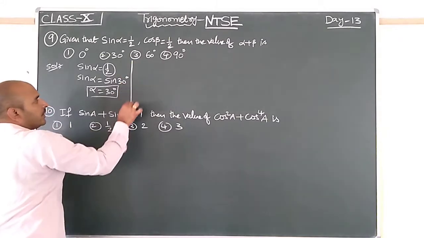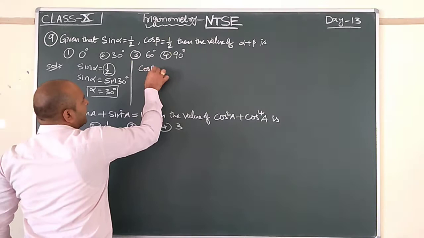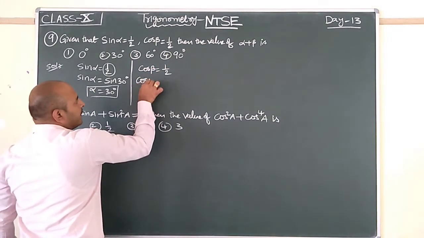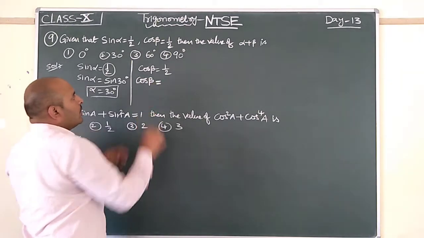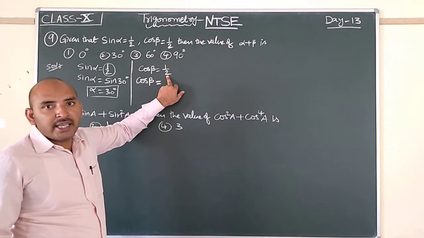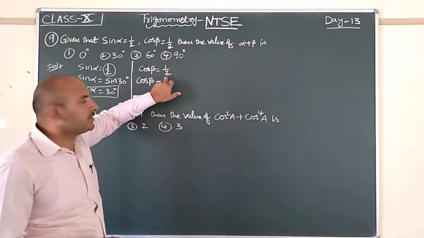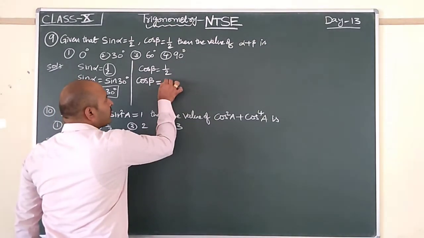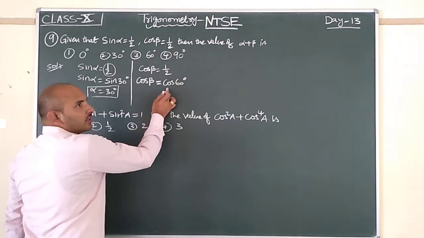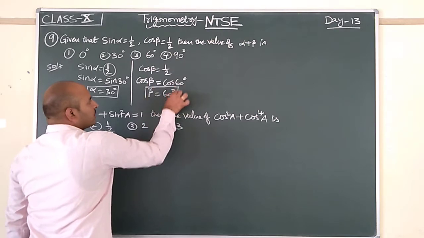Now coming to the beta, cos beta is equal to 1 by 2. How can you write it in terms of cos angle? Cos 30 degrees is root 3 by 2, cos 45 is 1 by root 2, cos 60 degree value is 1 by 2. So instead of 1 by 2, write cos 60 degrees. Both sides cos cancel. Beta is equal to 60 degrees.